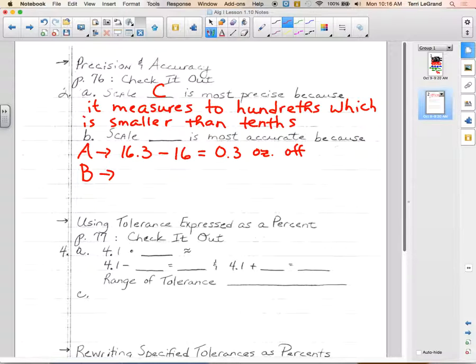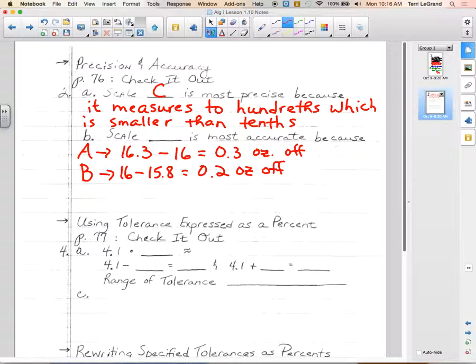What did B measure it to? 15.8. Well, that's smaller than 16, so we're going to subtract it from the 16. We're always going to take the bigger and subtract the smaller, and that is 0.2 ounces off. So, which one's closer right now? B. B is closer right now. It's winning the contest right now.